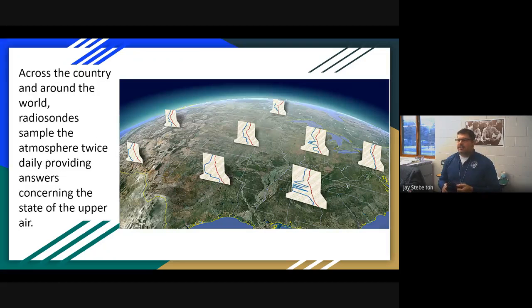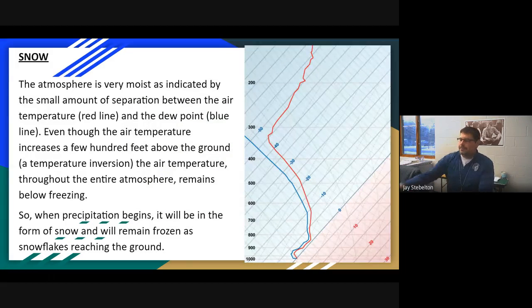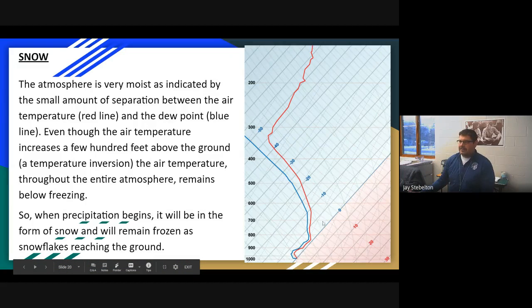So across the country, these radiosondes provide these different data maps that you look at, and I'm going to show you a couple different ones that you should be able to easily identify on a test. Okay, so here's a couple right here. Here's your freezing line. This is Celsius. This is a little easier to see, actually, the temperature lines, how they're diagonal.